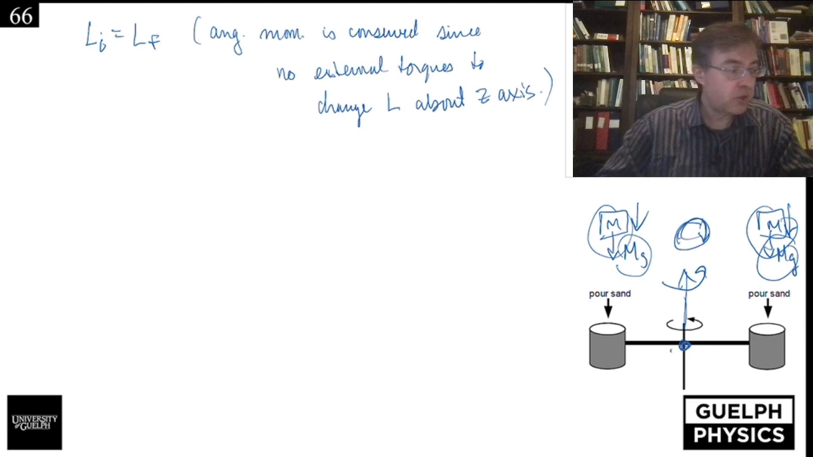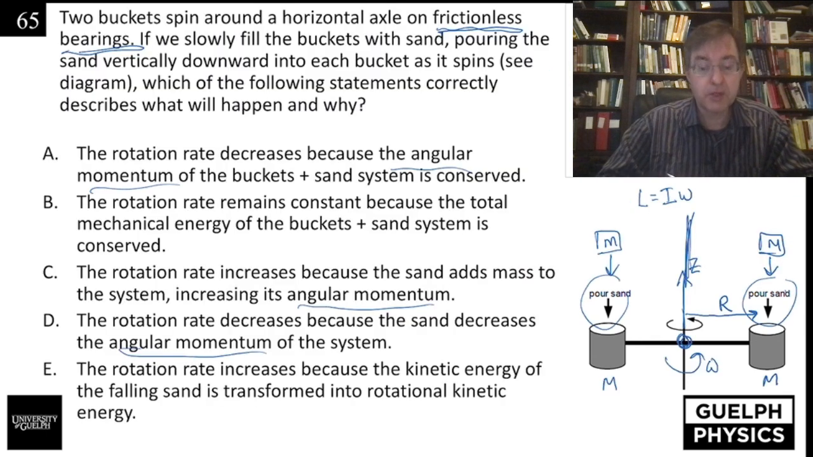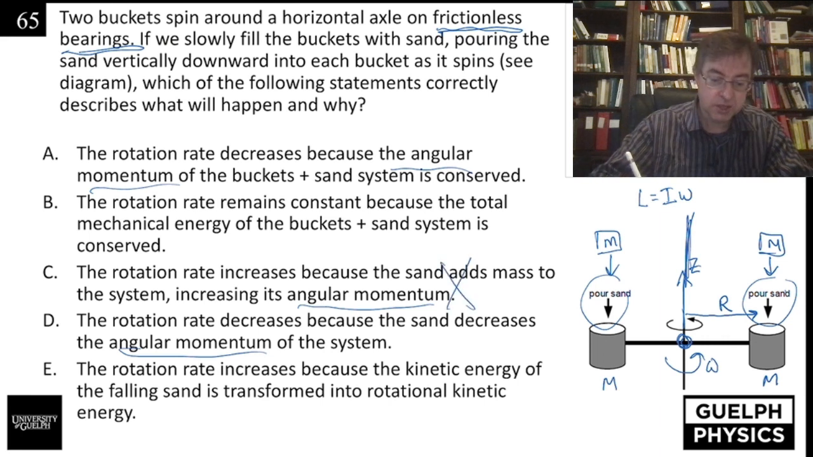And so then with this observation, we can go back and start to look at some of the questions here that the thing raises. And so we can say, look at number C. The rotation rate increases because the sand adds mass to the system, increasing its angular momentum. Well, as I said, the angular momentum is conserved, so it doesn't increase. And the only thing that would increase the angular momentum is not adding mass to the system, but an external torque on the system due to forces in the horizontal direction. And so C is actually not correct.